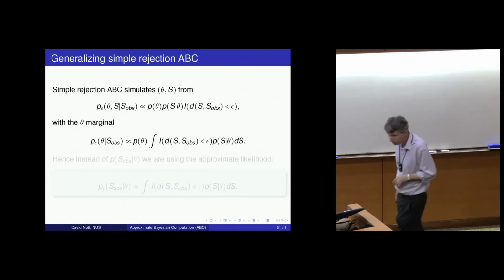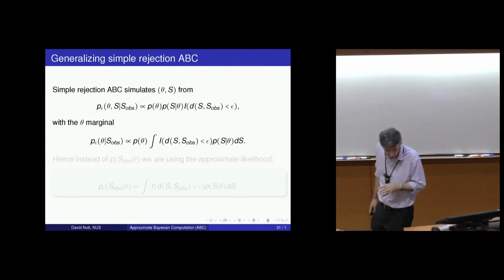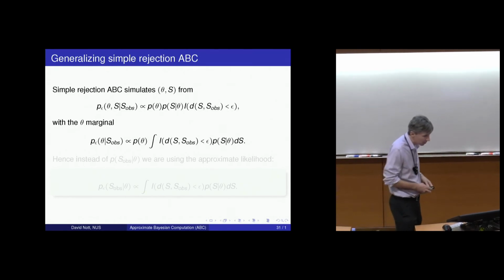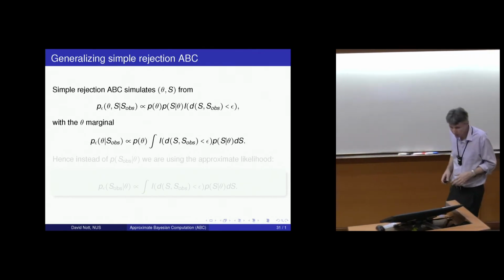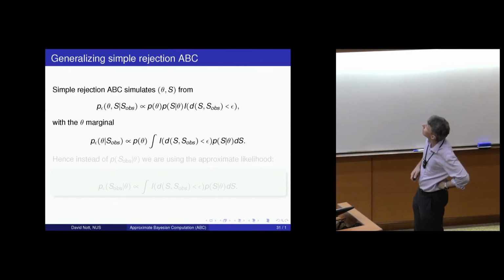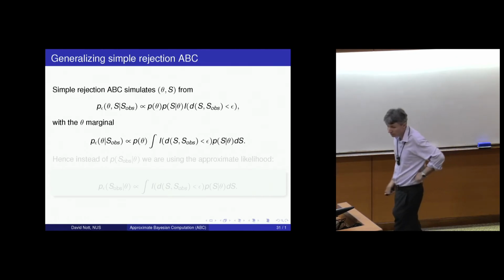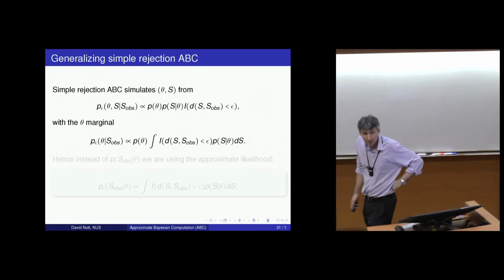Okay, so far I've been talking just about really simple rejection ABC type algorithms. Now we're going to move towards talking about some more sophisticated methods. First of all, with the simple rejection ABC, one way of thinking about it is to ask what the joint distribution of the theta and S values is that you retain in that algorithm.